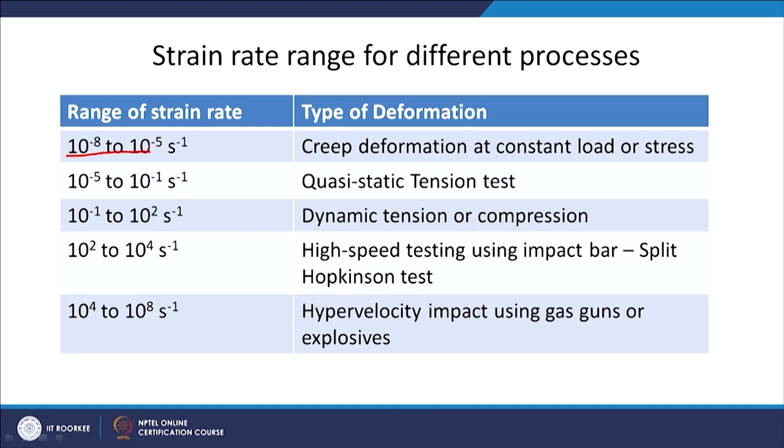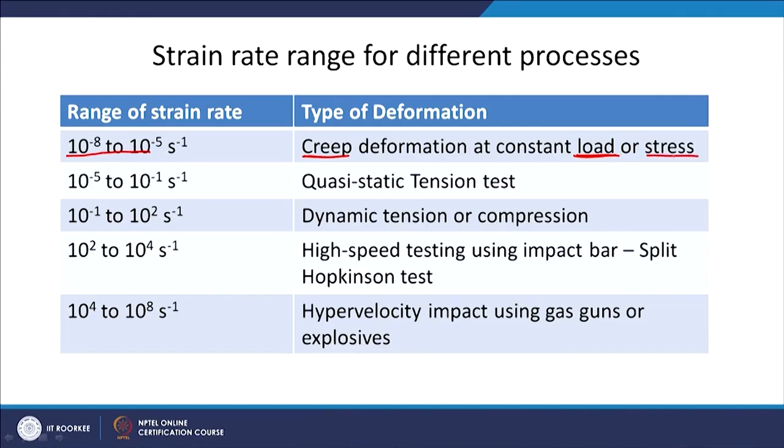Okay. So, the first one here is at very low strain rate, 10 to the power minus 8 to 10 to the power minus 5. At that you get the deformation called creep, and that is a very common failure mechanism in any material which is used in high temperature conditions. So, at very low flow stresses also, under the applied load on the structural material, if it is at high temperature, it keeps deforming as a function of time. So, it deforms at constant load or constant stress.